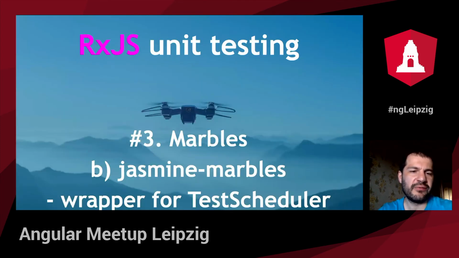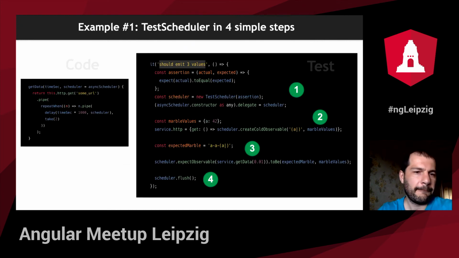Now we will review the jasmine-marbles library. Jasmine-marbles is just a wrapper library for the RxJS TestScheduler to reduce code boilerplate. So it provides the same functionality which we just reviewed, but makes tests shorter. You remember our TestScheduler example. Now let's transform it to use jasmine-marbles.